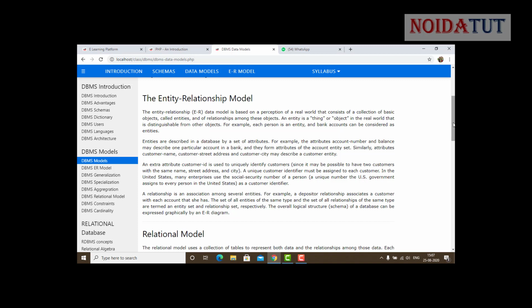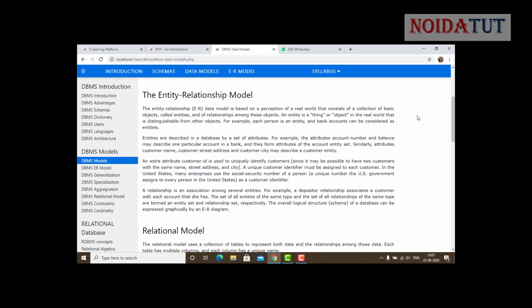No two persons can have the same Aadhaar card. No two persons can have the same PAN card. No two persons can have the same driving license number. So these are entities, a single entity. And when we manipulate the relationship between these entities, this comes under the entity relationship model.